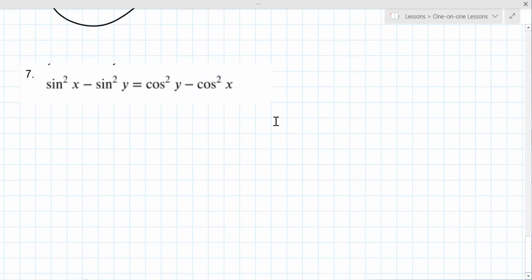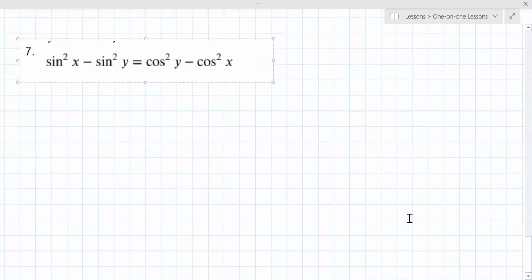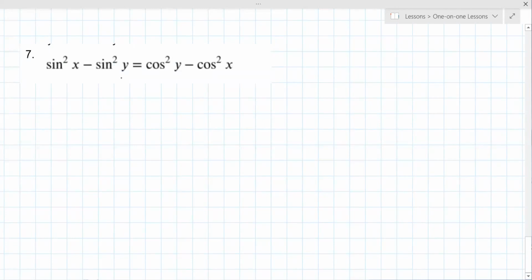The instructions say to verify the identity, and what that means is you choose one side, it doesn't matter which, left or right, and make it look like the other one. This one actually doesn't matter; I would argue they're basically the same. Do you have a preference for which side to work on? Let's work on the left one first. So we'll work on this side.